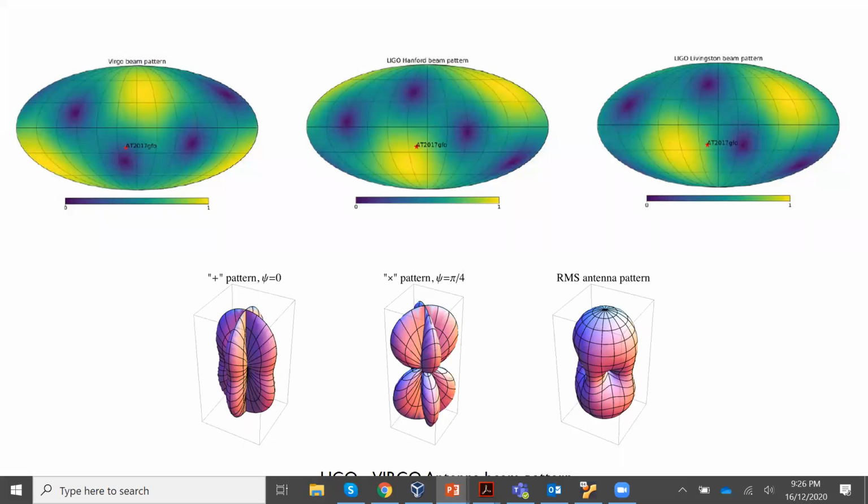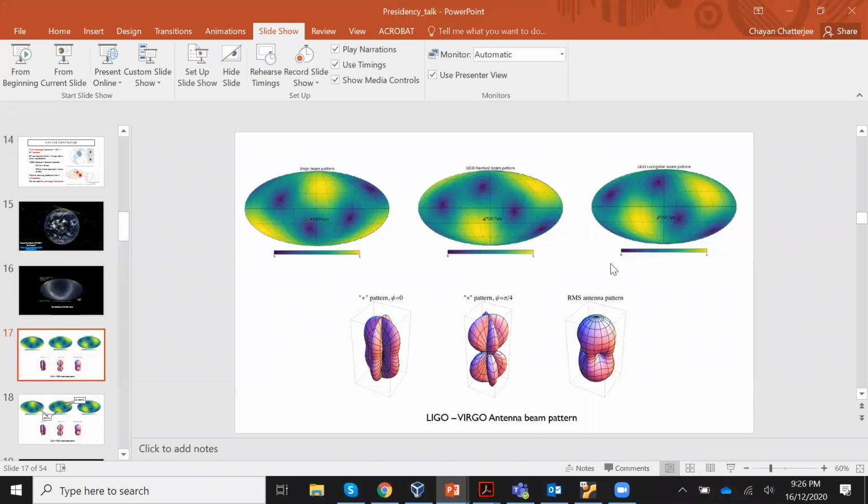So I wanted to talk a bit about antenna beam pattern. The LIGO detectors have a certain sensitivity to gravitational wave signals. We know that gravitational waves have plus and cross polarization, and this is what the response, or the antenna beam pattern, of LIGO and Virgo look like for these two polarizations. And this is the average of the two.